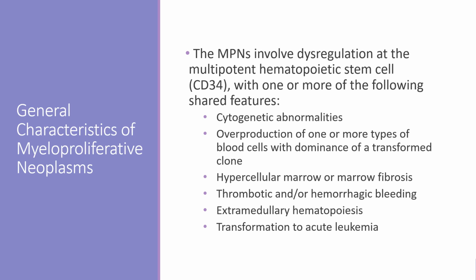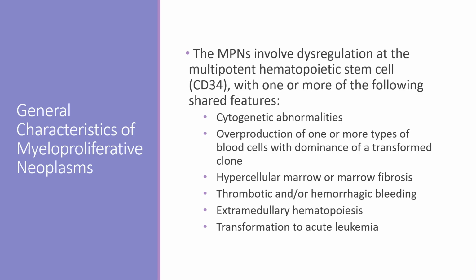But the very first thing that we're going to notice about myeloproliferative neoplasms is they are often associated with some type of cytogenetic abnormality. So there's going to be a genetic component, whether it's a translocation or a mutation, but that is very, very common to see in MPNs.